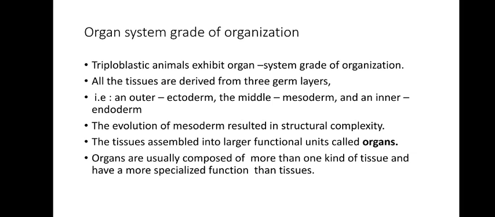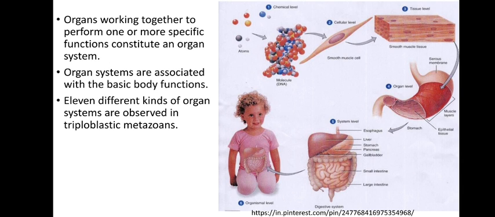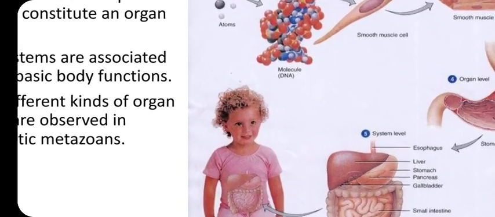Okay, and these three different germ layers have given rise to different types of tissues, and those tissues have grouped together to form an organ. That means even an organ is derived from three germ layers. In other words, the whole organism's body is derived from three germ layers. Okay, and here we have a picture of the organ system grade of organization.